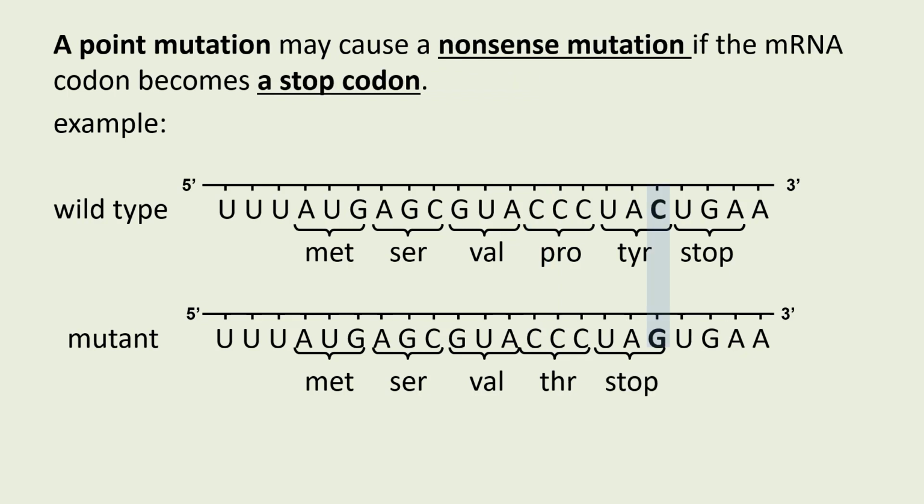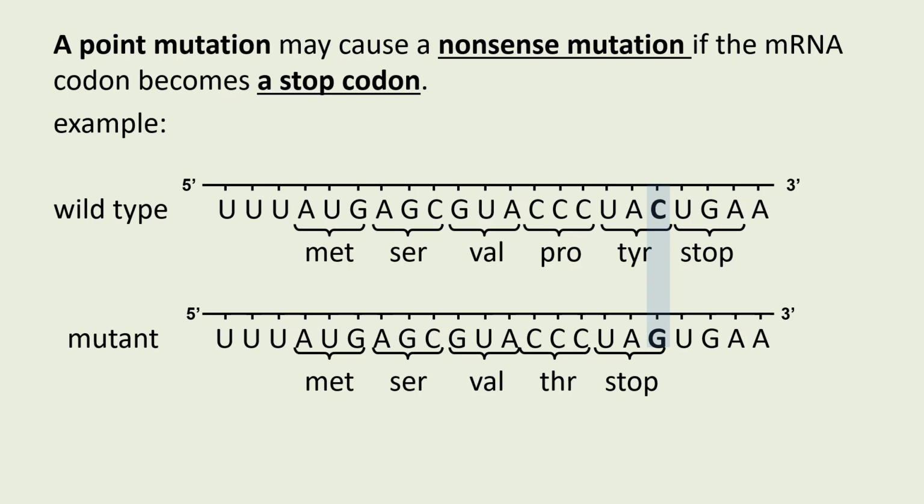This third example shows you that sometimes a point mutation might actually change a codon from one that encodes an amino acid to a stop codon. So in this example, I have UAC. This UAC codon encodes for the amino acid tyrosine. When we change the cytosine to a guanine, the codon now is converted to a stop codon. So we went from a codon that encodes for an amino acid to a stop codon. This type of point mutation is called a nonsense mutation.